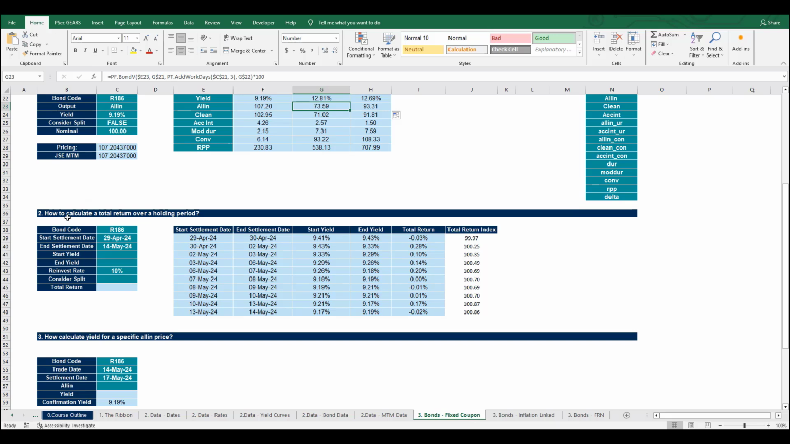Up next, we're going to calculate the total return of a bond over a holding period. And of course, the total return reflects both all the changes in all-in price of the bond and also the accumulated interest.